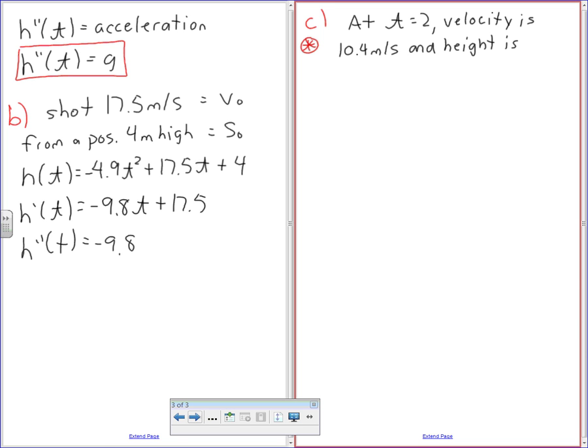And height is 42.4. Find h of t, h prime of t, and h double prime of t. Okay, oh, I love this question.